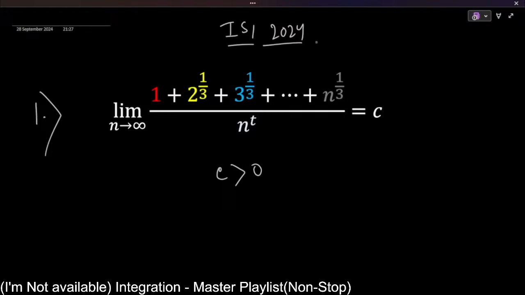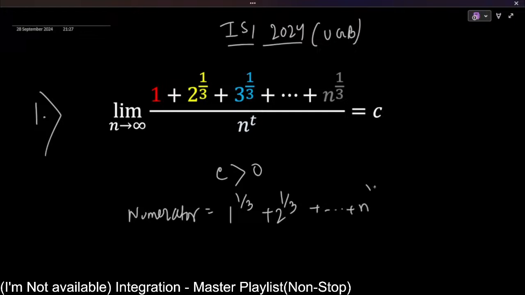So this was the first question of the ISI 2024 B.Stat UGB examination. We are going to see how to work out this problem and what to do if you are given this kind of problem. Those of you who are preparing for JEE Main, JEE Advanced and similar examinations might already be sensing a pattern here. The numerator here is simply 1 to the power 1 by 3 plus 2 to the power 1 by 3, all the way up to n to the power 1 by 3.